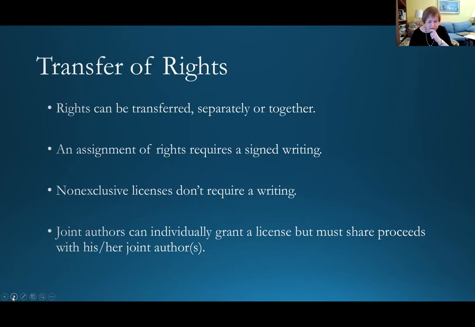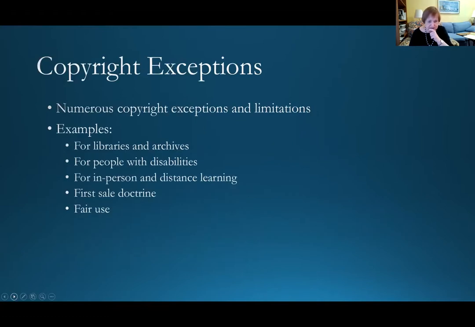All right, I'm going to spend just one quick slide on copyright exceptions. The only reason I put them in is because sometimes when you hear copyright, it seems so sweeping. And actually, there are lots of exceptions. I'll just give you an example.